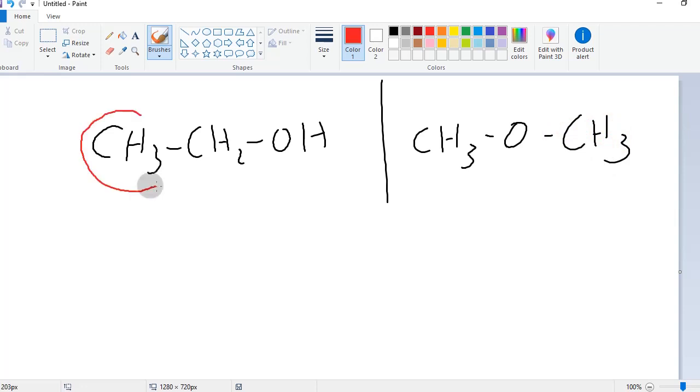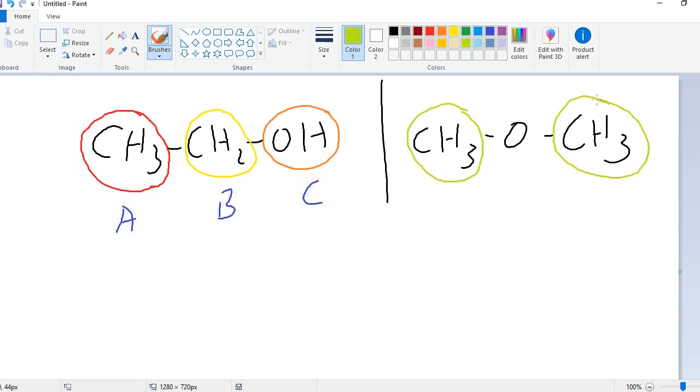I had mentioned that in ethanol we have three magnetic environments, which I labeled A, B, C. However, in ether there is only one magnetic environment, which we labeled A. Since ethanol contains dissimilar atoms, we have three magnetic environments, and since ether is symmetrical, we have only one. Now let us understand why this magnetic environment is different.